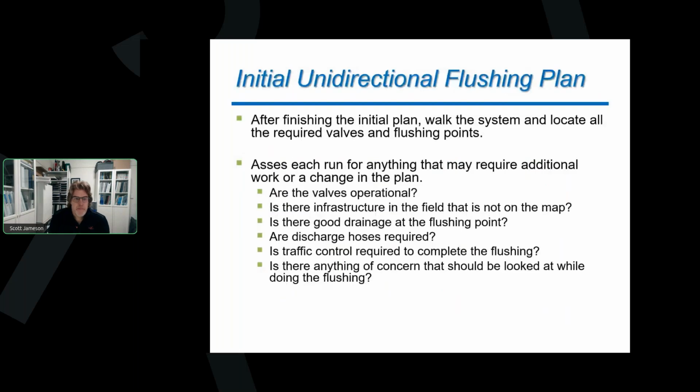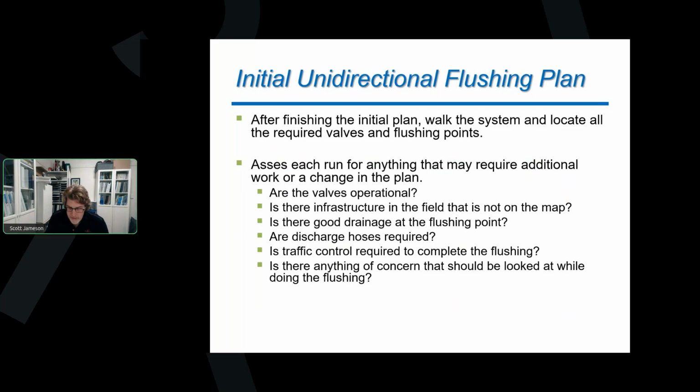So from here, we're going to take out our plan that we've written out, and we're going to go walk the system, right? So we're going to locate all the valves that we have highlighted for my plan, right? I need to be able to operate this valve, right? Where is it? It's uncovered. Yes, it works. We're going to go look at all the flushing points, right? Once again, on the map, I said, yeah, I want to go use hydrant number 7 here. So I want to go out and take a look at hydrant number 7. I want to look at it very, very critically.